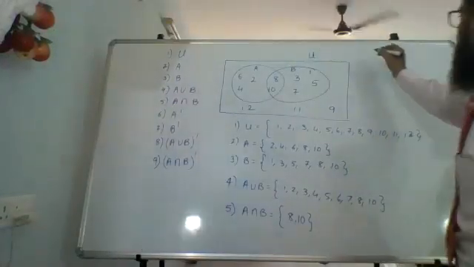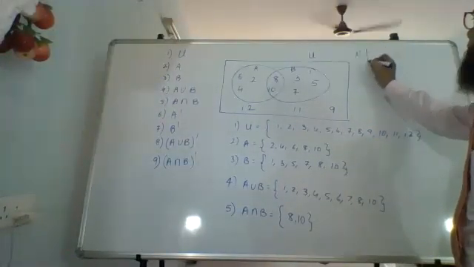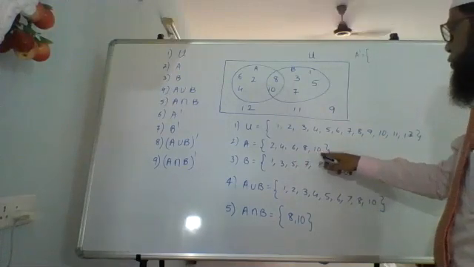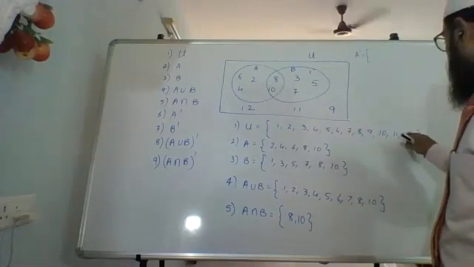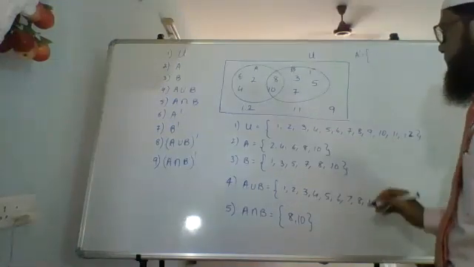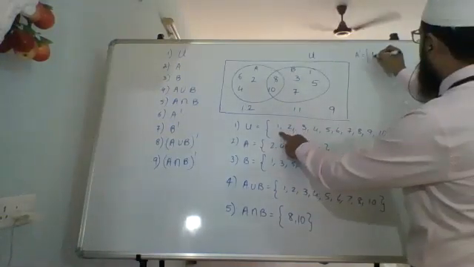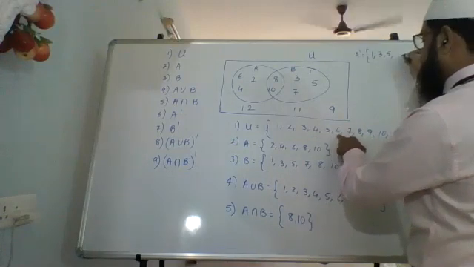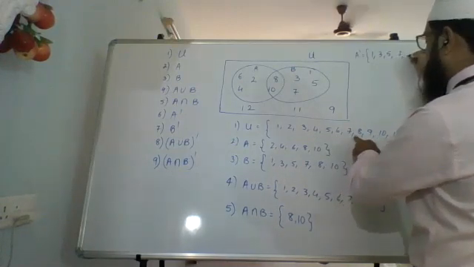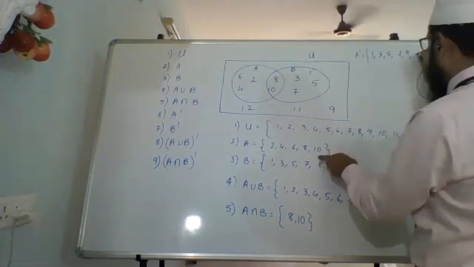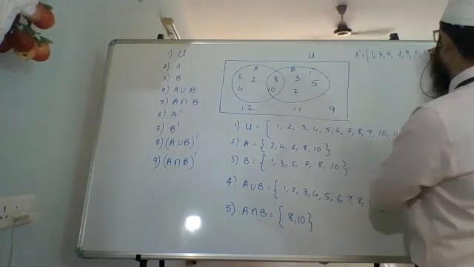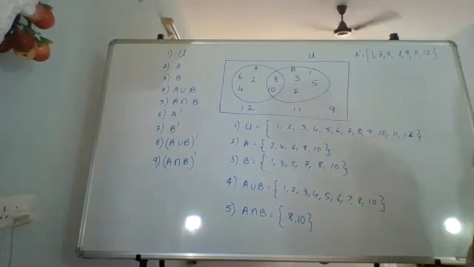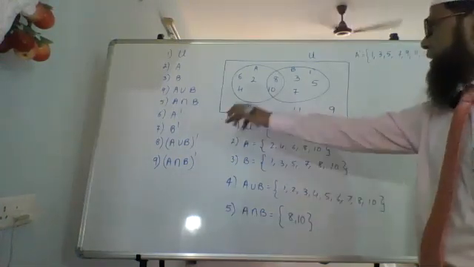ये हो गया A dash. What is A dash? Simple way to write A dash. The simple way to write A dash is, ये जो भी elements A में है उनको छोड़ के बाकी सब लिख लेना है. उनको छोड़कर U में जितने हैं सब लिख लेना है. So the moment I say A dash, 1 I write, 2 is here, I do not write, 3 I write, 4 is there, I do not write, 5 I write, 6 is there, I do not write, 7 I write, 8 I do not write, 9 I write, 10 I don't write. Okay, 11 and 12. This is A dash: 1, 3, 5, 7, 9, 11, 12. That is A dash.